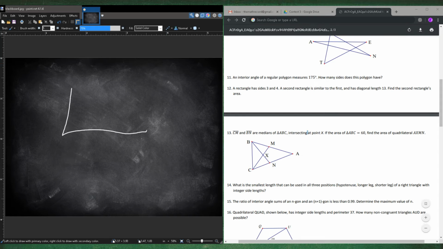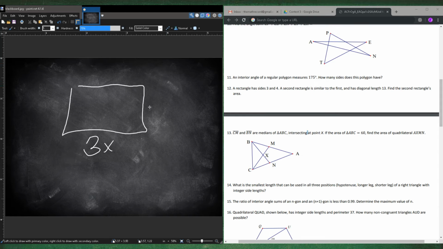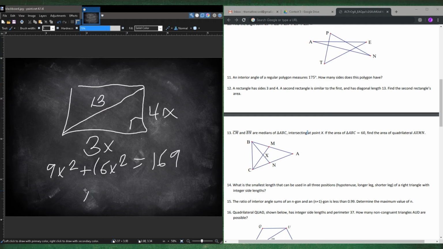So let's just kind of draw that. So we have 3x, 4x, and this is 13. Okay, so find the area. Since this is basically a right triangle, but it's a rectangle, you just have 3x squared, so that's 9x squared, plus 16x squared is equal to 13 squared, which is 169. So x squared would equal 169 divided by 25.